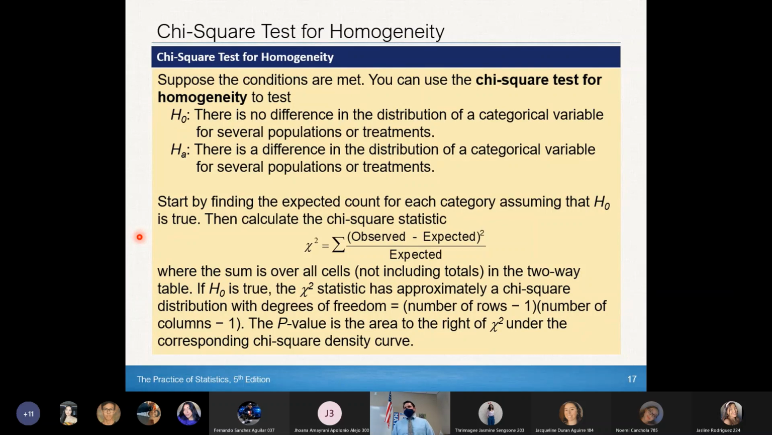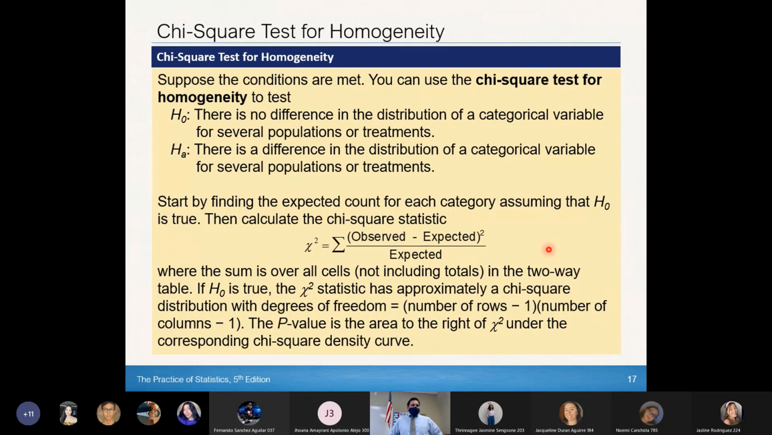We will start by finding the expected count for each category, assuming that the null hypothesis is true. And then calculate the chi-square statistic as we have previously, where the sum is over all cells, not including totals, in the two-way table. If the null hypothesis is true, the chi-square statistic has approximately a chi-square distribution with degrees of freedom equaling the number of rows minus 1 times the number of columns minus 1. The p-value is the area to the right of chi-squared under the corresponding chi-square density curve.